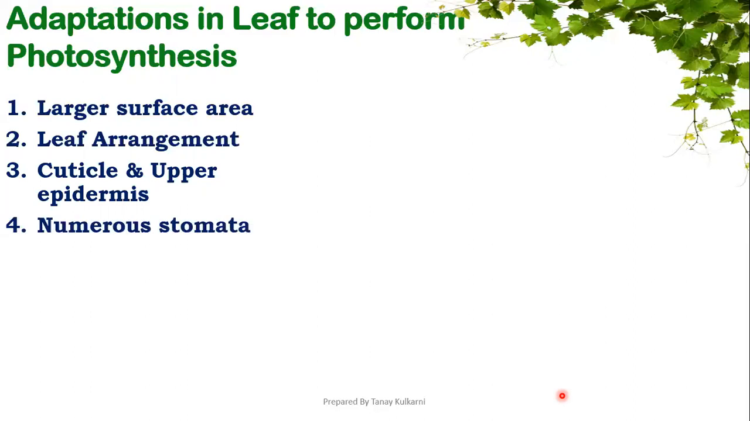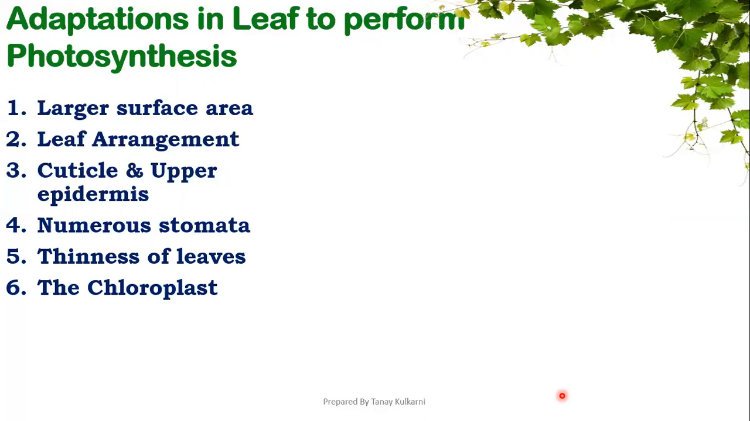Maximum number of stomata allows rapid exchange of gases, oxygen and carbon dioxide. Carbon dioxide will be absorbed and oxygen is released. Correct? So numerous stomata are required for maximum photosynthesis. Thinness of the leaf. The thinness of the leaves will reduce the distance between the cells, facilitating rapid transport or translocation of the food which is produced. Chloroplasts need to be concentrated near the upper epidermis because those chloroplasts will obtain light energy quickly.